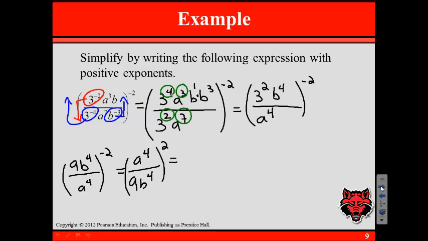Now we use the power of the quotient rule, and we rewrite this as a to the 4th all to the second power over 9 to the second power b to the 4th to the second power. Any place where we have multiple exponents, such as a to the 4th to the second power, we multiply, so that becomes a to the 8th over 9 squared is 81, b to the 4th raised to the second power, we multiply exponents again, that becomes b to the 8th.